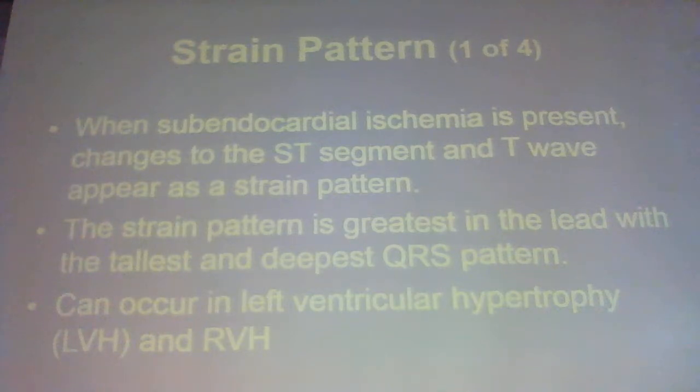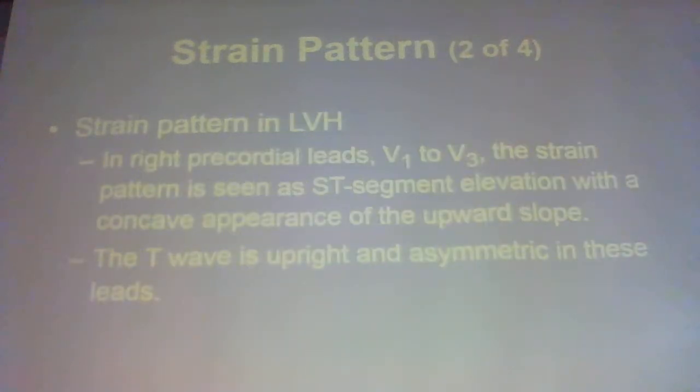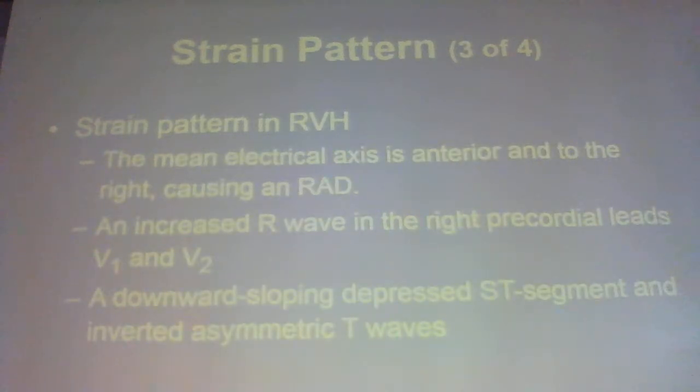All right, strain patterns. This is something you see with subendocardial ischemia. You may see changes to the ST segment and the T wave. Strain pattern is greatest in leads with the tallest and deepest QRS patterns. So it can also occur in LVH and RVH. So right precordial leads, so V1 through V3, strain pattern is seen as ST elevation with a concave appearance and an upward slope. T wave is upright and asymmetrical in these leads. So we're not going to get too much into strain patterns because it doesn't really make a lot of difference to us.